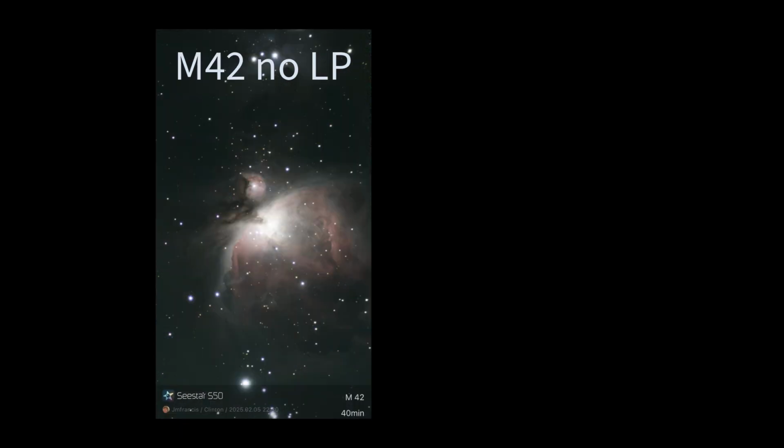Our second object is M42, and this is the version with no light pollution filter on. Just as a reminder, the Seestar app recommended we did turn on the light pollution filter, but this one is our test with no light pollution filter. It saved about 40 minutes of exposures. It's real similar to the others from the previous objects, so that's kind of interesting too.